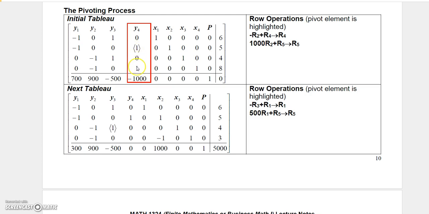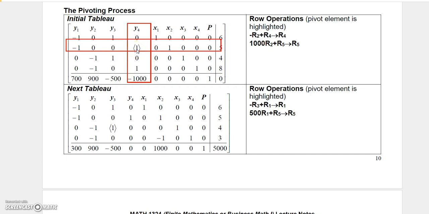So let's decide which one we're going to use. We need to get our quotient. So if we do 5 divided by 1, we get 5. And if I do 8 divided by 1, I get 8. So that means that 5 being the smaller quotient, this will be the pivot row. So I'll pivot on this one.